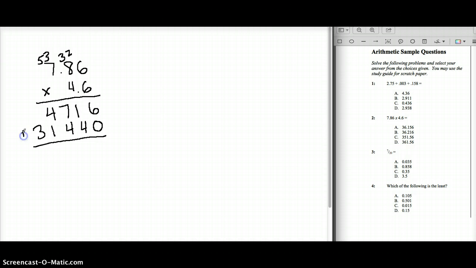And if you remember from basic arithmetic, we need to add these together. And so we can go ahead and do that. This is 6, this is 5, 7 plus 4 is 11, carry that 1, 4 plus 1 is 5... 6, and then 3 is all that's left.